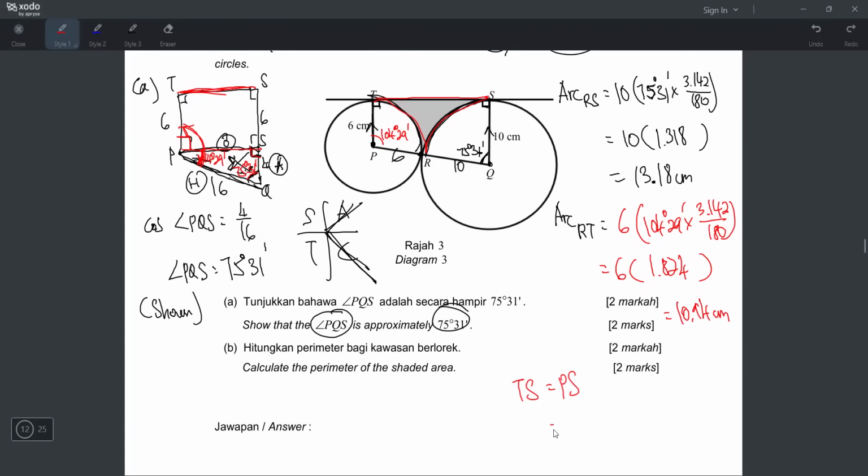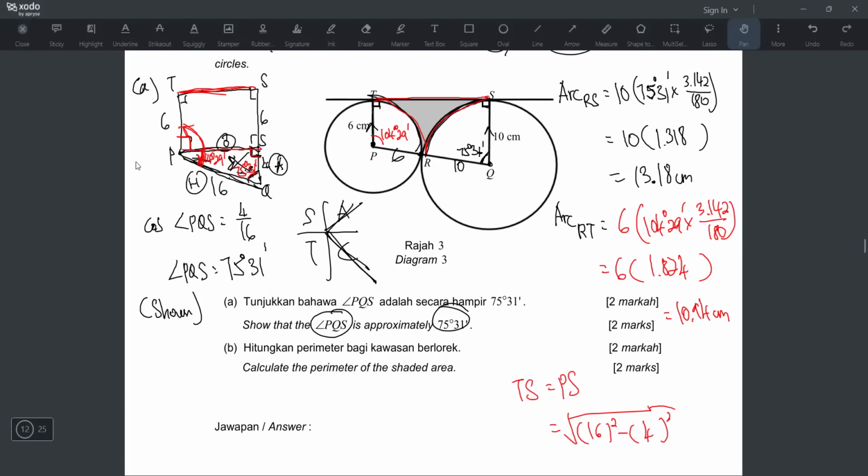TS is the same as PS. And PS, you can find it by using Pythagoras theorem. Square root, bracket square, bracket square. Here is 16, here is 4, and you have to minus because you are not finding the longest side. PS is not the longest side of the right angle. It's not the hypotenuse.